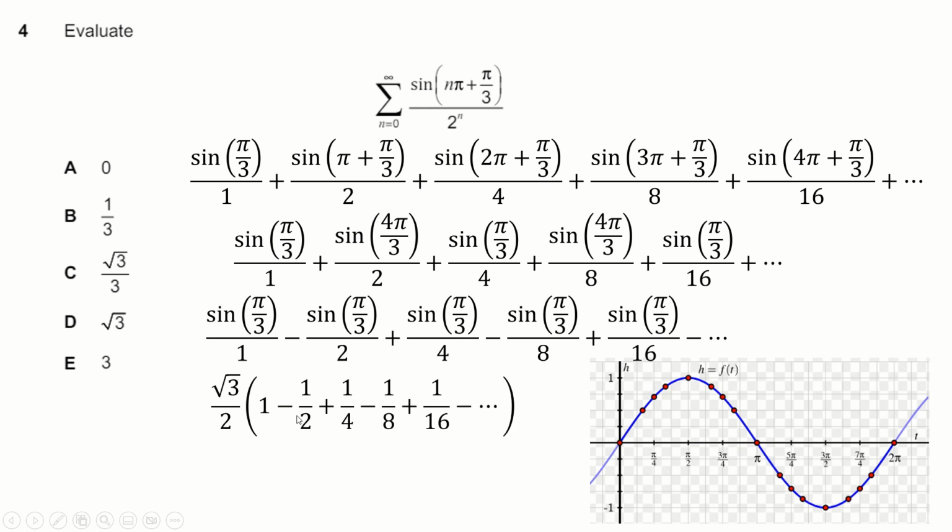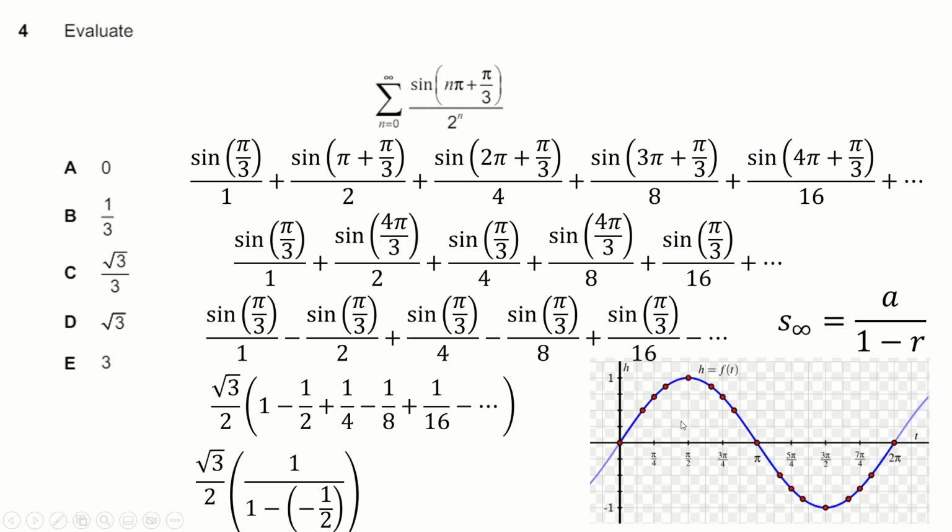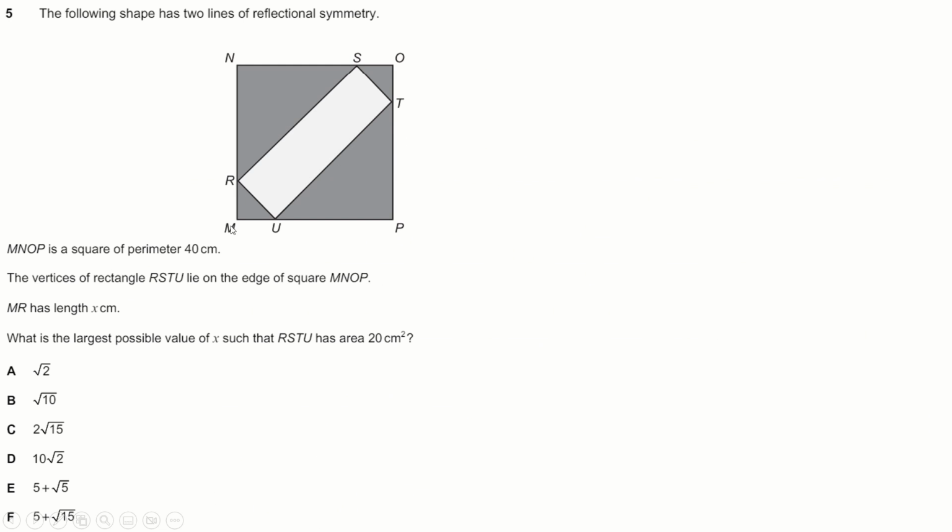This is a geometric sequence with a1 and r minus a half. So if I put it into the formula, it looks like this for the sum to infinity. This is 3 over 2, which flips to 2/3, which cancels to make root 3 over 3, will be our answer.